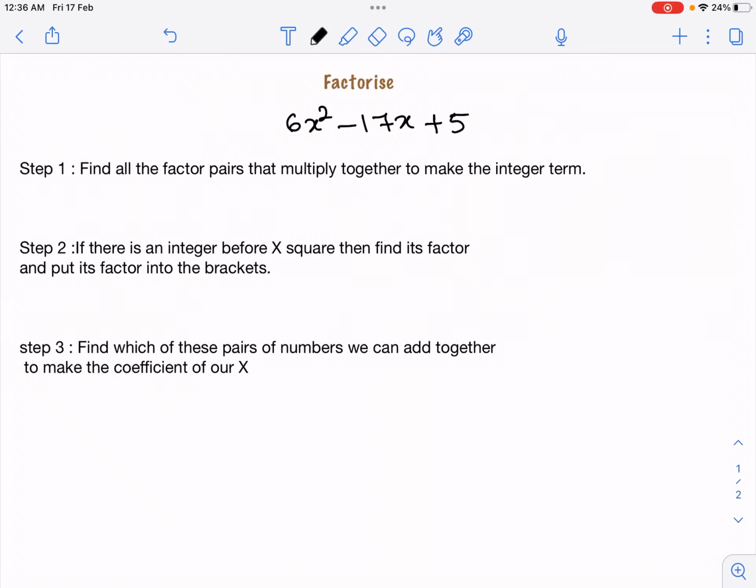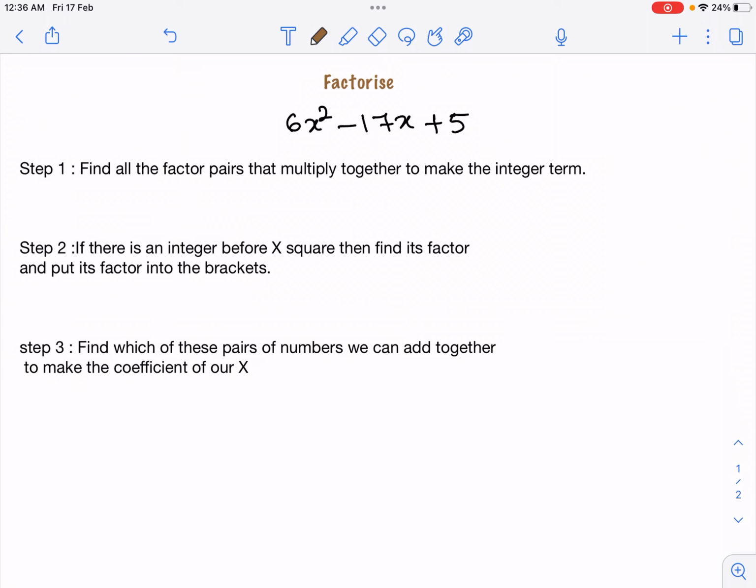Today we are going to see how we can factorize quadratics and write them in two brackets multiplied together. There are three simple steps we can follow. Step number 1, find all the factor pairs that multiply together to make the integer term.